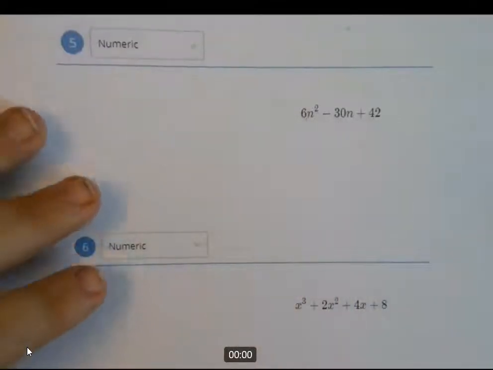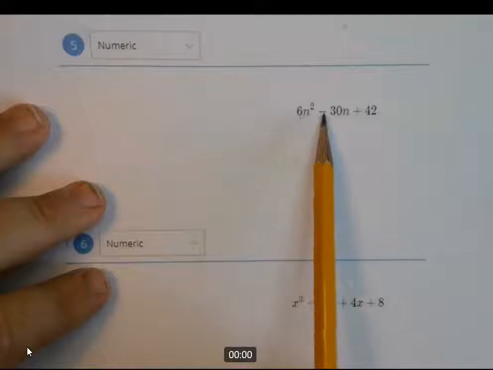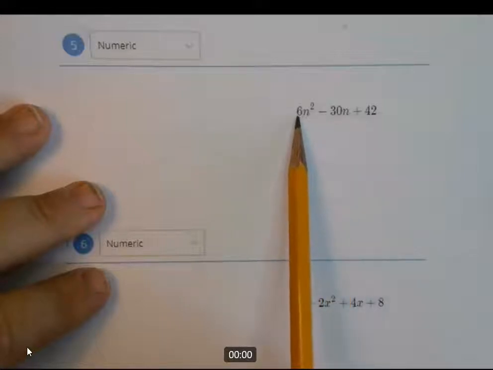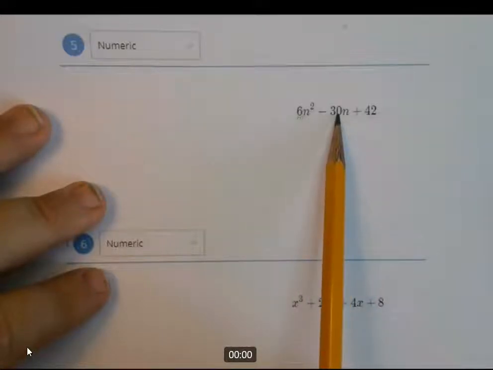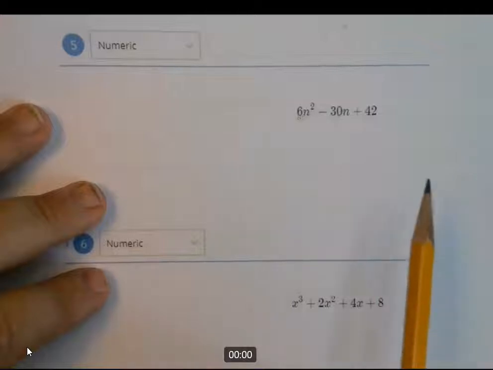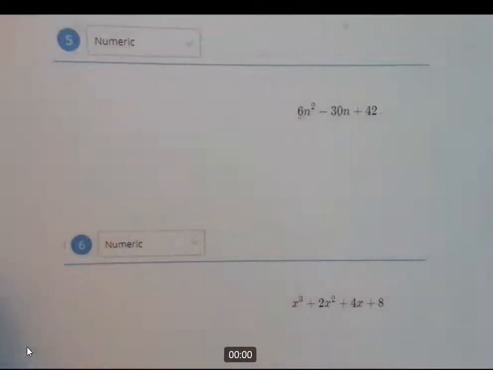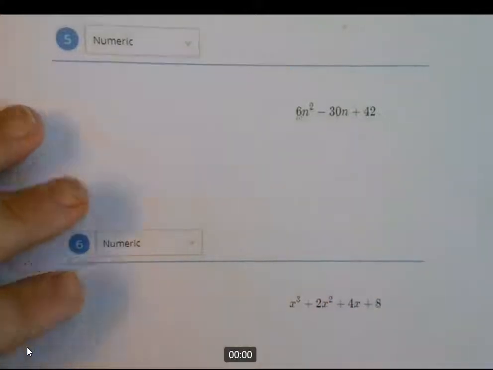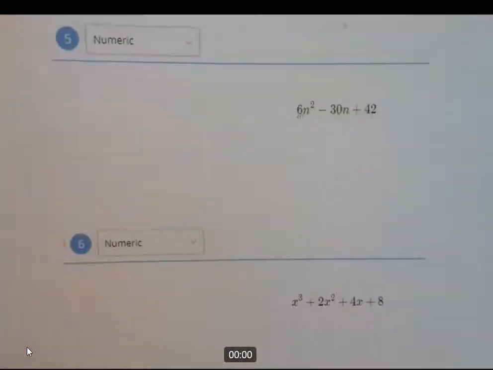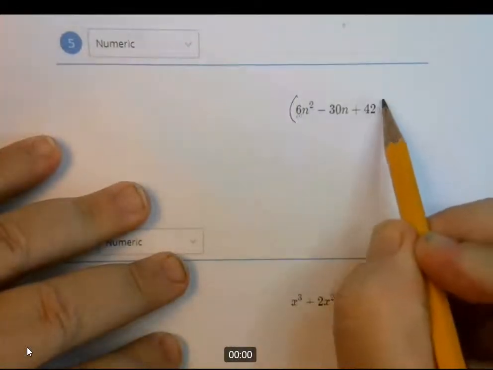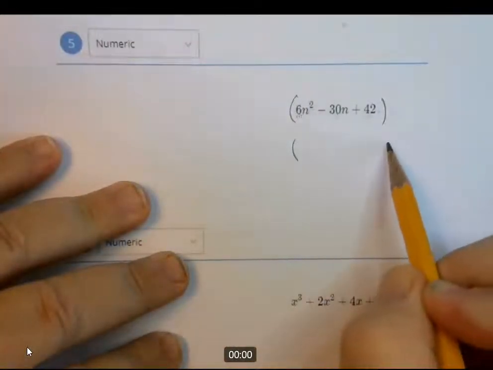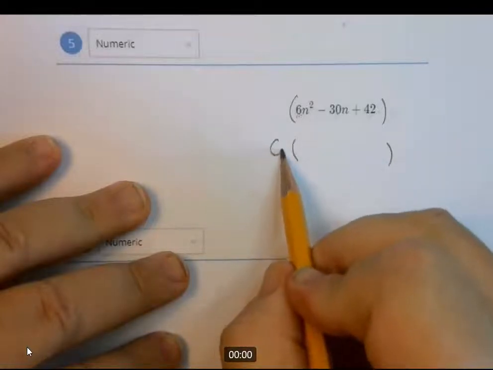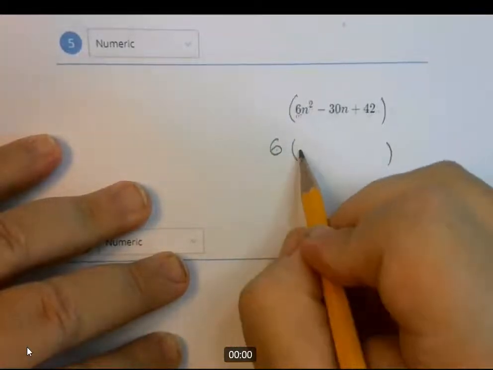So the first one you want to try is this number right here, the smallest of the 3 numbers. So does 6 go into 6? Of course. Does 6 go into 30? Yes, it does. If you're not sure, divide 30 by 6 on your calculator and see if you get a whole number, and you will. It'll be 5. And finally, does 6 go into 42? Do the same thing. 42 divided by 6, you'll get exactly 7. So 6 goes into all 3 of those numbers evenly. So I draw my parentheses. Now I come down here, and I'm going to bring the 6 out. So 6 times what gives us n squared?